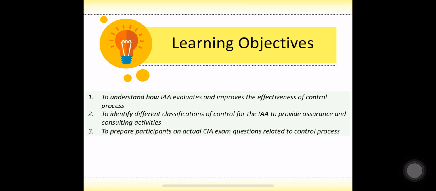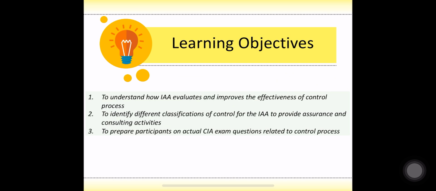And just to share with you our learning objectives: number one, we will discuss kung ano ba yung magiging role ni IAA or ni internal auditor on how we are going to evaluate and improve yung effectiveness of control process. And then the second one, we will know how to identify different classifications of controls.